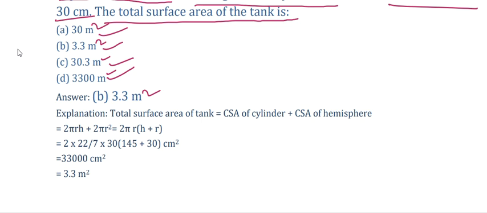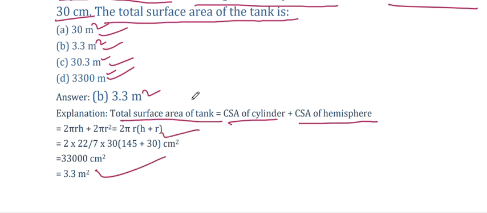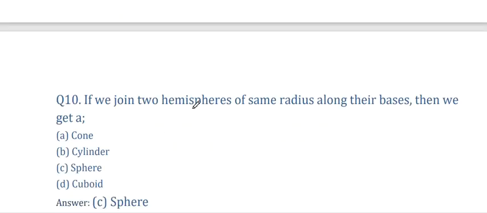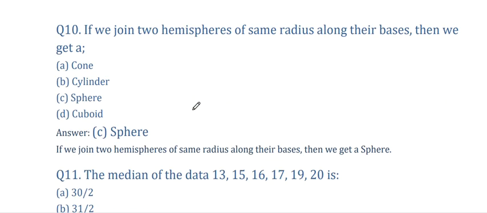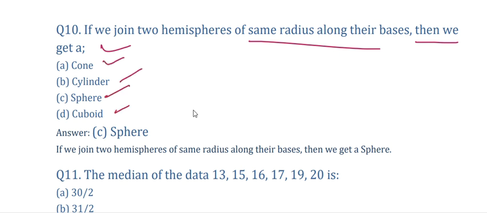Okay. Total surface area of tank equal to curved surface area of cylinder plus curved surface area of hemisphere. You can write here and calculate it. Okay. We go with 3.3 meter square. This is the tank surface area. The next question on your screen, you can see, if we join two hemispheres of same radius along with their base, then we get a cone, cylinder, sphere, cuboid. So we get a sphere, right?